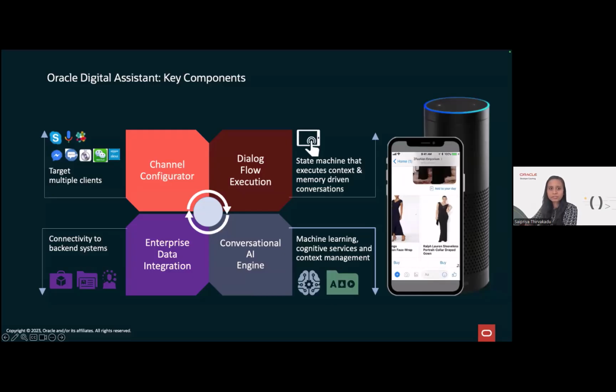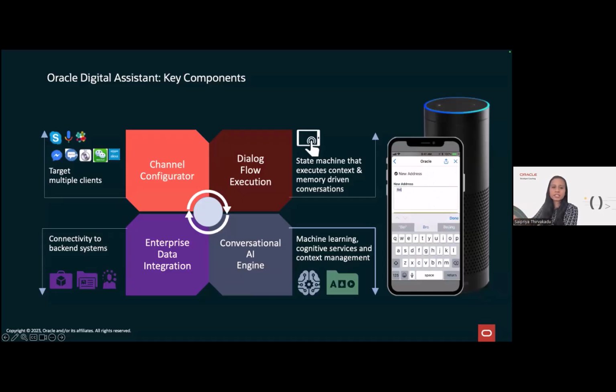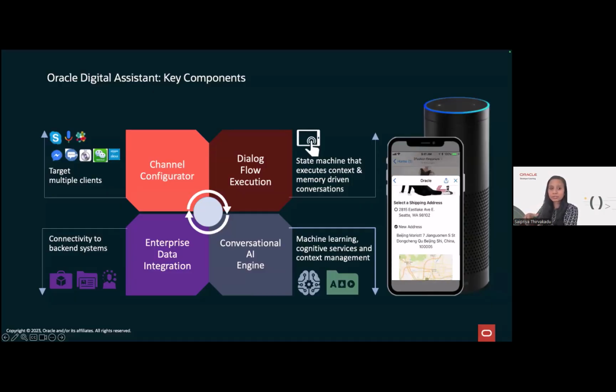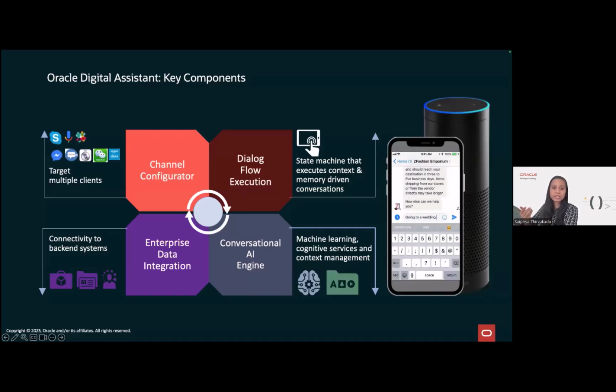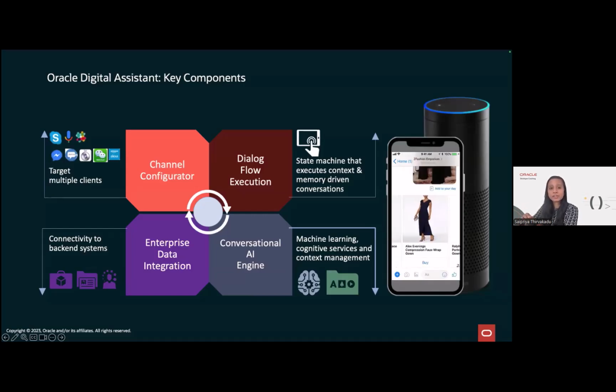We also have something called dialogue flow execution. For example, when two humans talk to each other, it is a complex conversation, right? You start off with one conversation, you go to a different conversation, and then come back to the original context. In this scenario, you need to make sure that you have a memory-driven conversation. That means you need to understand the context and make sure that every question asked by the user is answered by the chatbot.